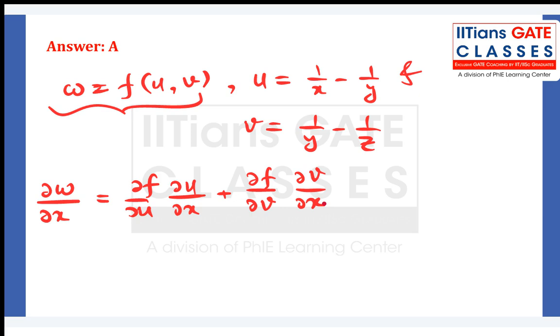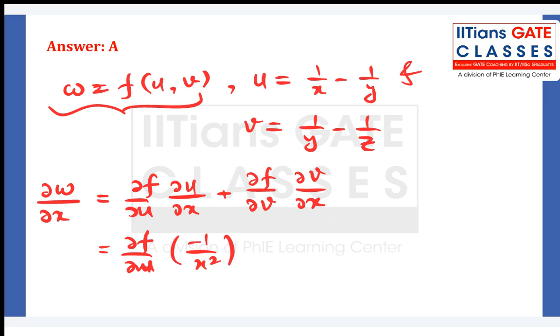Del f by del u, you don't know, but del u by del x, you know, right? Because we know the definition of u, so you can plug these values. What you can do is write this as del f by del u into del u by del x. That will be minus 1 by x square.